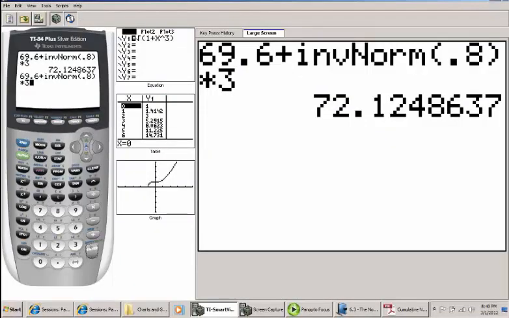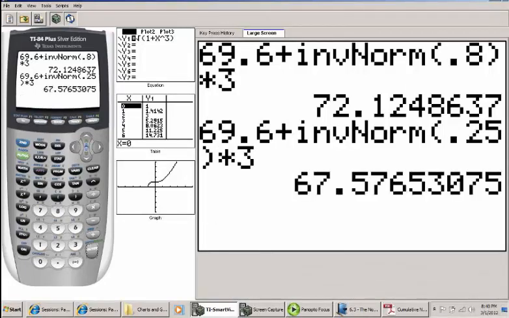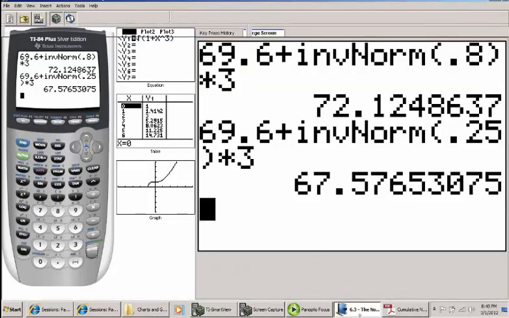And in the calculator, I can use that same little trick I used right here. I'll do second enter. All I've got to do is come over here and just change the inverse norm to 0.25. And there it is. 67.57. So you can use that same technique again, and you don't have to really identify the z-score at all.